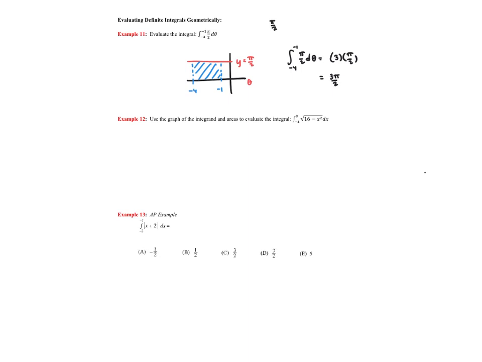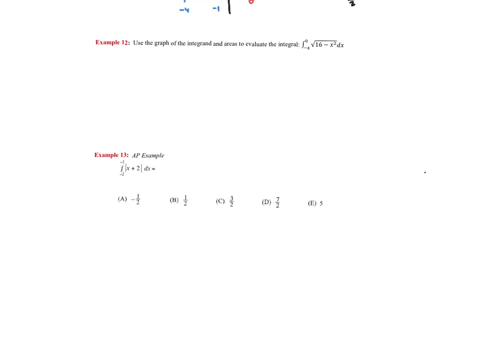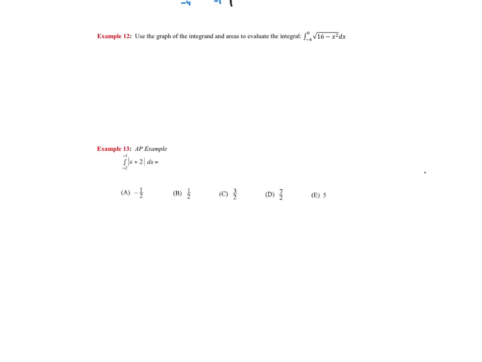Okay, example 12. Use the graph of the integrand and the areas to evaluate the following integral. So the integrand, let's get into that for just a moment. The integrand is this function, square root 16 minus x squared. So what the heck does that look like? If y equals the square root of 16 minus x squared, I'm going to do a little work here. I'm going to square both sides, and something will kind of show up to you.